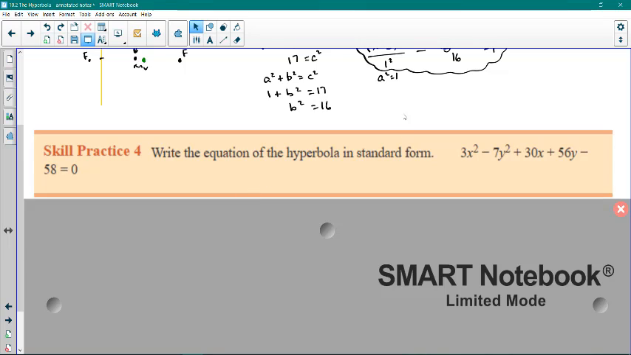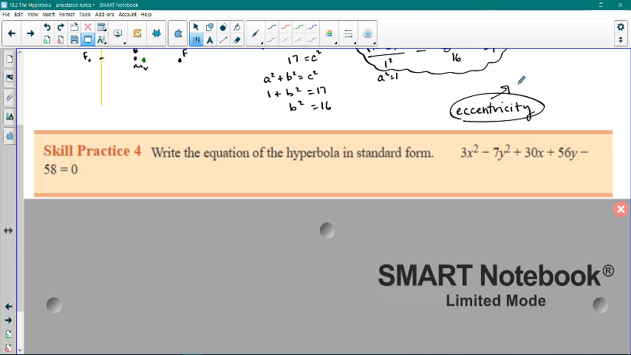In the book, you will also see some discussion about something called eccentricity. Eccentricity is interesting, but it is not part of our discussion of the hyperbola, so you can omit that or just take a look at it for personal interest.